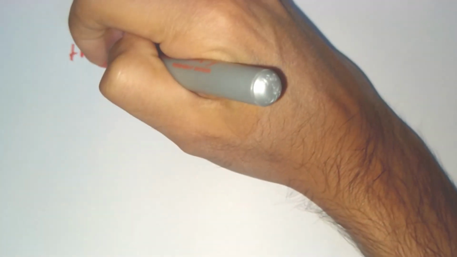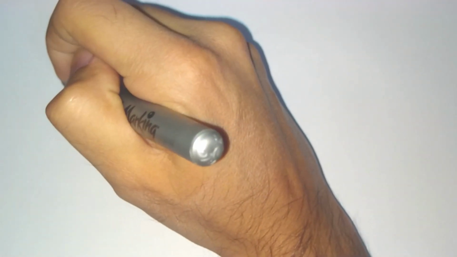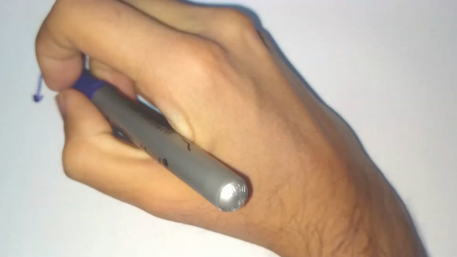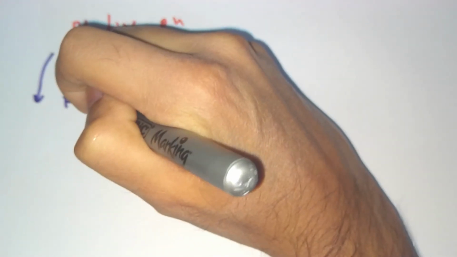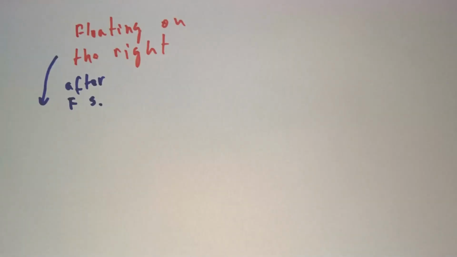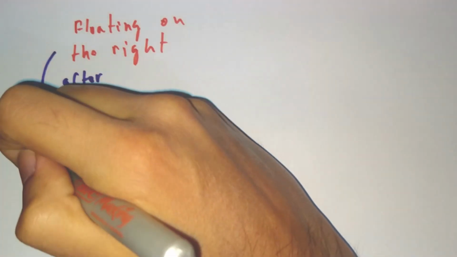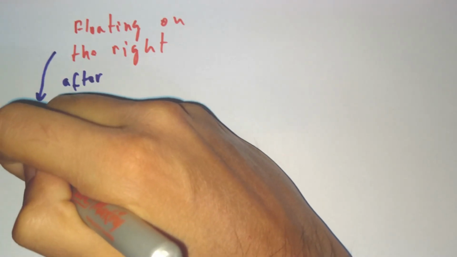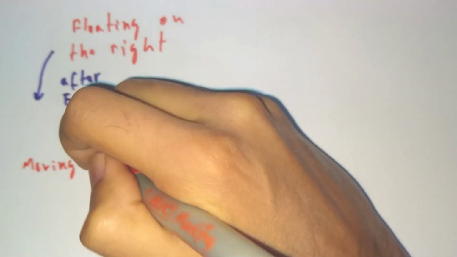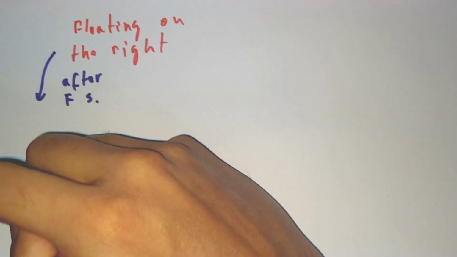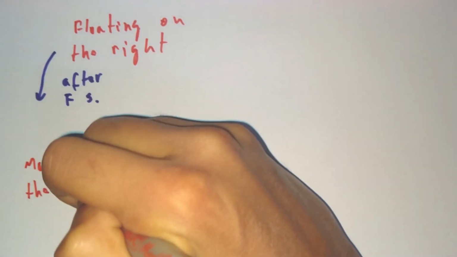He's floating on the right side of the screen. Now we'll write a transition. This blue arrow here. So after a certain amount of time has passed, let's call it F seconds, he'll change the state to moving to the left. This means he'll move to the left side of the screen. Now he's moving to the left side of the screen.